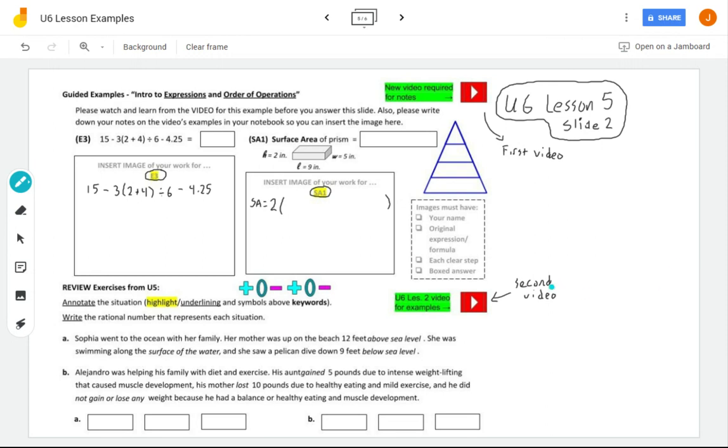The second video that we'll be doing today is related to annotations and writing rational numbers or integers based off of that. So please make sure that you watch each of the videos to make sure that you have learned each of the skills and that you are making sure you're on the right track for those.